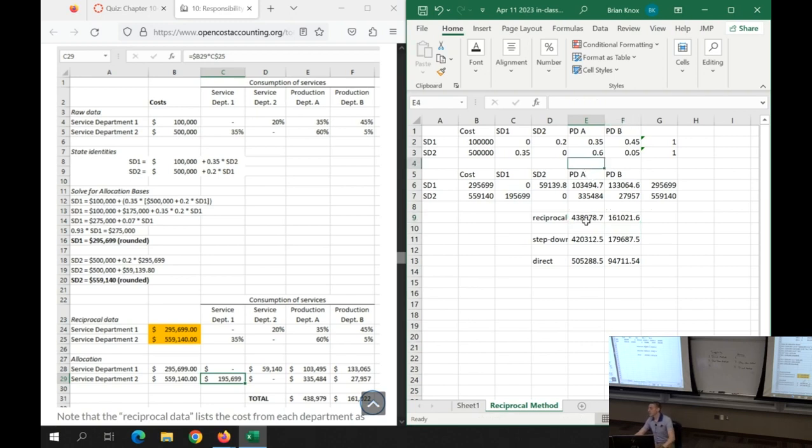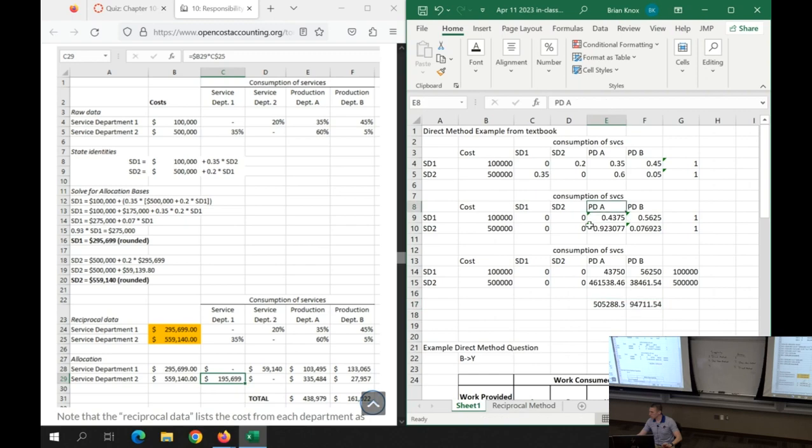It's not saying these numbers match. It's saying that we could do this allocation first for service department 1, and then this one, or vice versa, and we would get the same number here, is the idea. And that's true for the reciprocal method. It's also true for the direct method, right here. We could multiply that 500,000 by these percents first, or we can multiply the 100,000 by these percents first, and we would get the same thing.